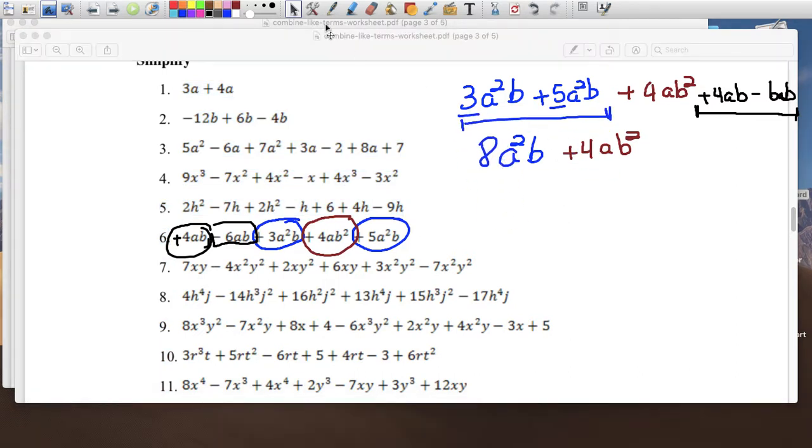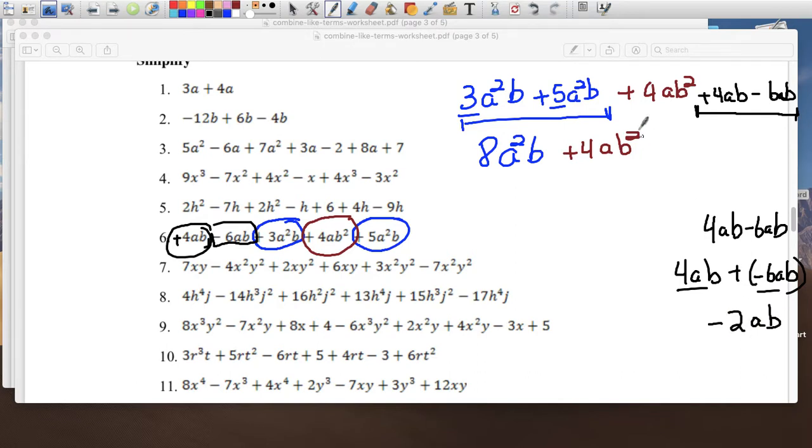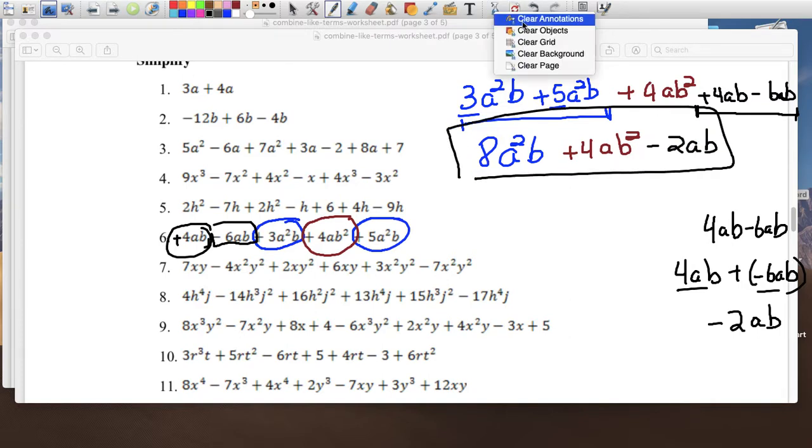So let me write this down, 4ab minus 6ab. Keep the first one the same. I'm going to change the subtraction to addition, and that one's going to be the additive inverse. Who's going to win? Well, positives and negatives. The negatives are going to win, so I'm going to have a negative answer, and the negatives win because there's 2 more, so negative 2ab. So let me attach that here, minus 2ab. So this is my final answer.